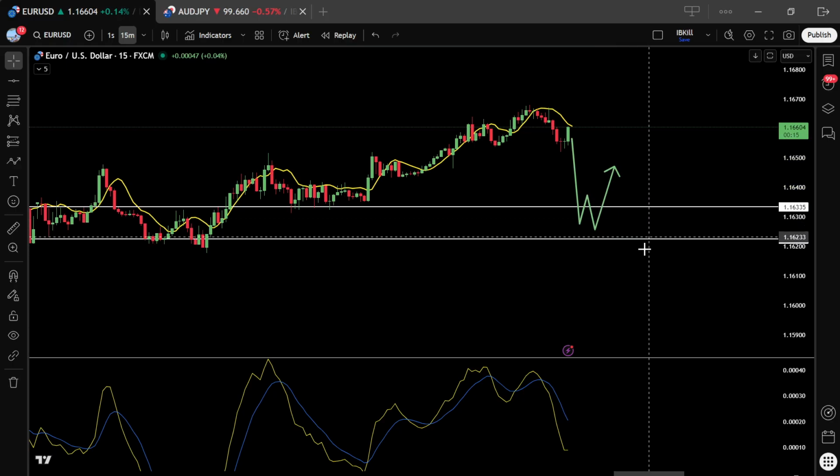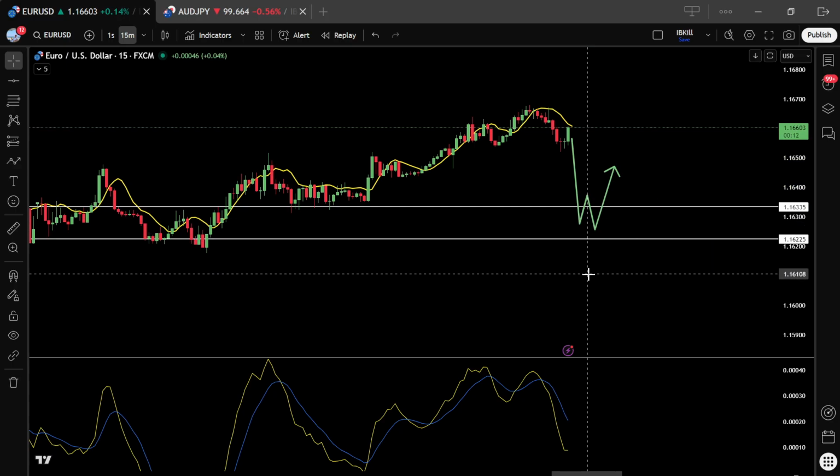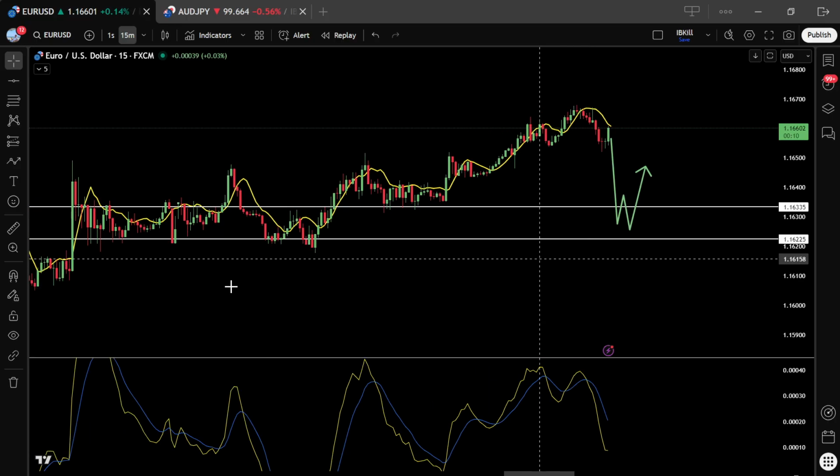In between the 116 and 116.200 level. Stop loss will be just under 116.